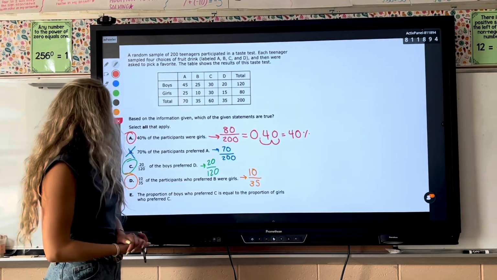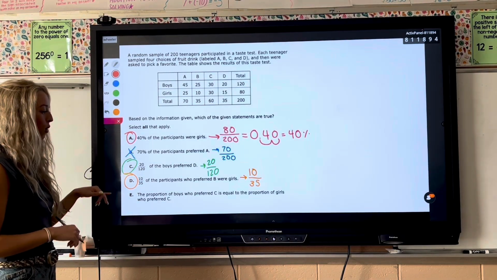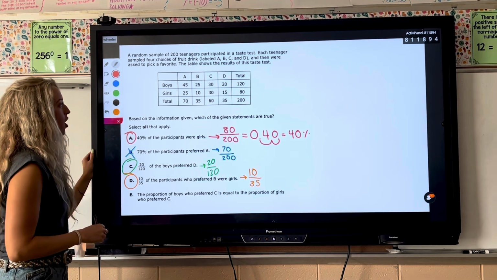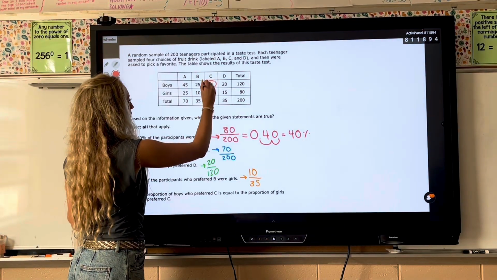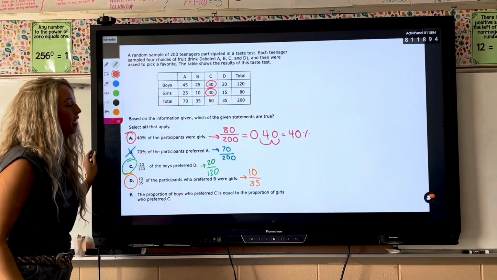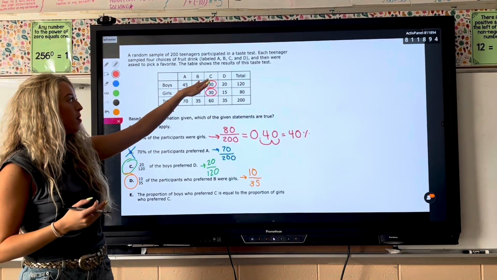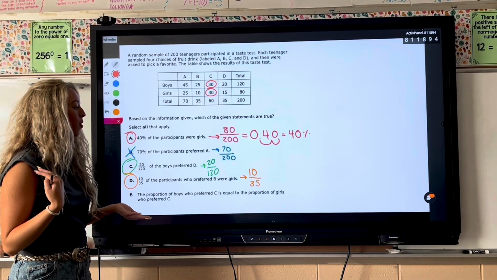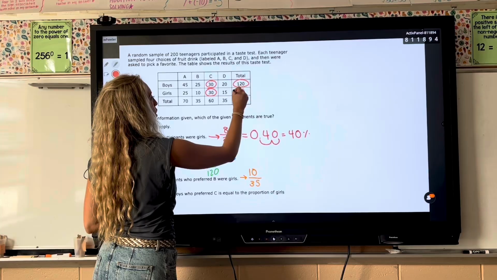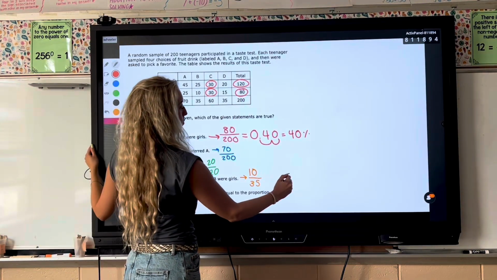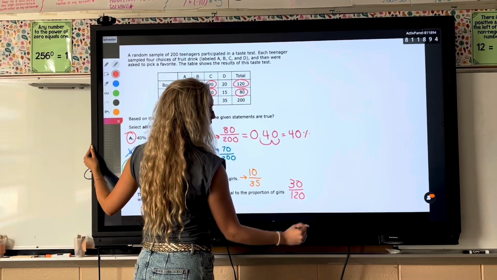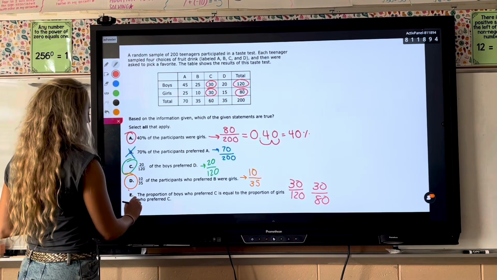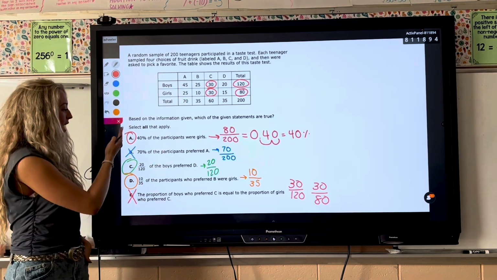The final one to look at now is option E, and it says the proportion of boys who prefer C is equal to the proportion of girls who prefer C. So C is right here. This is the boys that prefer it, the girls that prefer it. If you notice, 30 boys preferred C and 30 girls preferred C. So those are the same, but we're talking about a proportion. So I've got to use these totals here. And for boys, the proportion would be 30 out of 120. For girls, it would be 30 out of 80. So E is not a correct choice in this case. We just had A, C, and D.